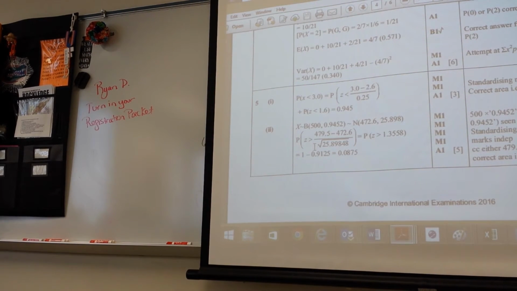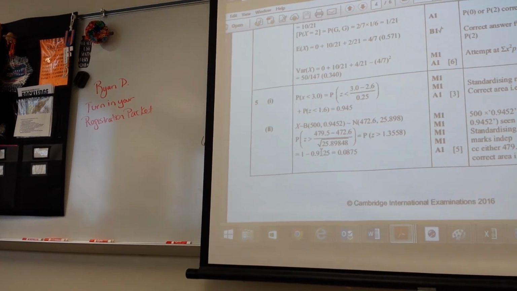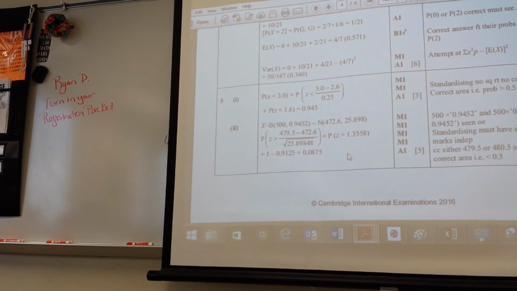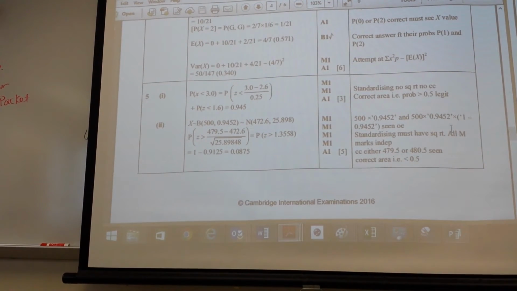Z is greater than... Where do 472.6 and 25.898 come from? Is that where they did NP and NPQ? So it's a binomial and a normal distribution pulled together as one. And since it was a normal distribution, that's why they were converting to z-scores. And then they did one minus whatever. They took the binomial and converted it to normal?